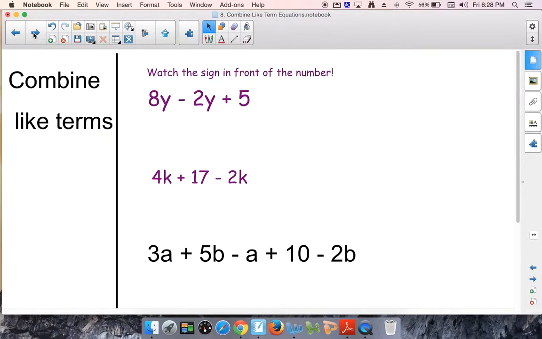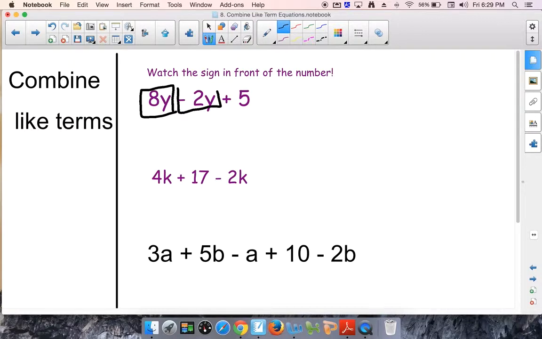So what we're going to be doing is combining like terms. So we need to find things that are the same. Right here says watch the sign in front of the number. That is super important. So let's look at here. We have 8y, and there's nothing in front of it, so we assume it's positive. Minus 2y, those are like terms, so they can be put together. 8y minus 2y is 6y. And then there's nothing that's going to go with the 5, so it's just plus 5. So we have simplified this expression to 6y plus 5.